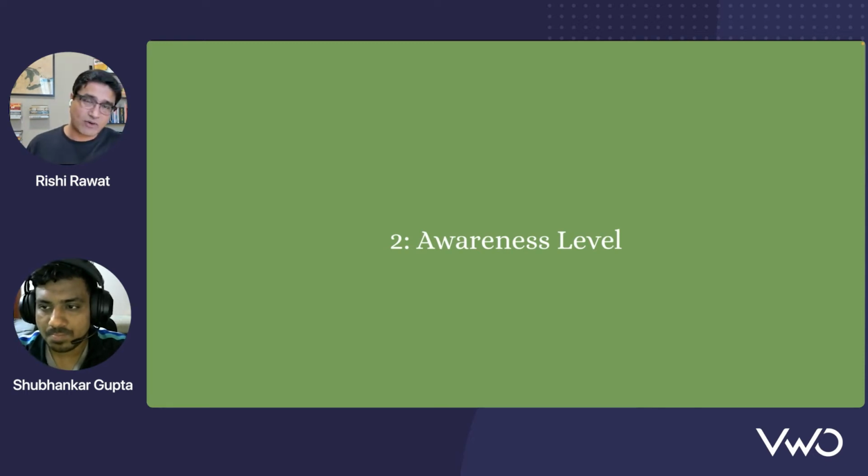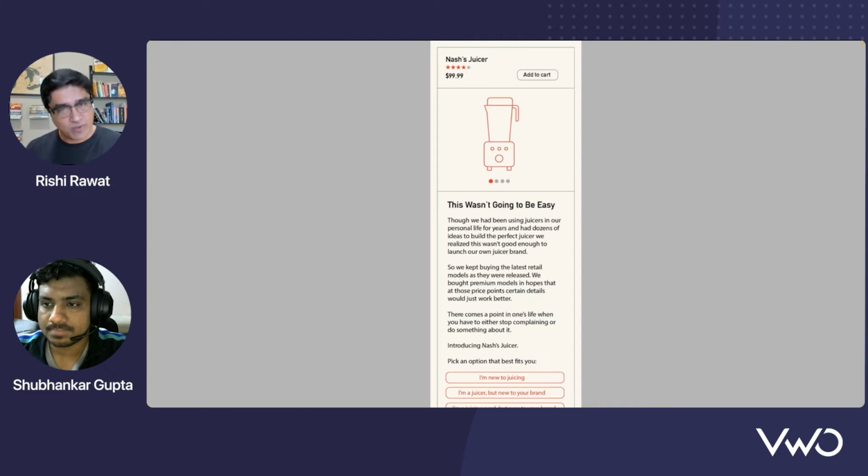So the first thing we talked about was impulsive and methodical shoppers. The other way of personalizing is based on awareness levels. This is a made up example, but we have certainly tested this for our clients. Here we're selling a juicer. Again, you'll notice we do the same thing where we start off by describing what the product does before we start asking questions. But if you can zoom in and just pay attention to the lowest part of it, it says pick an option that best fits you.